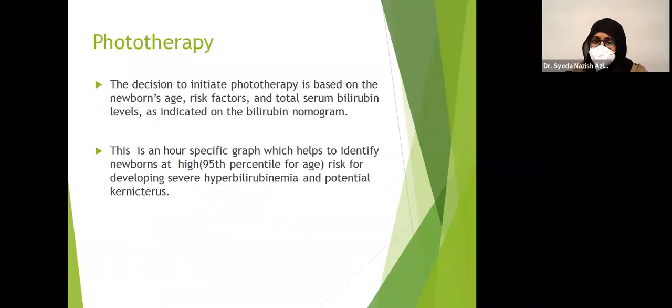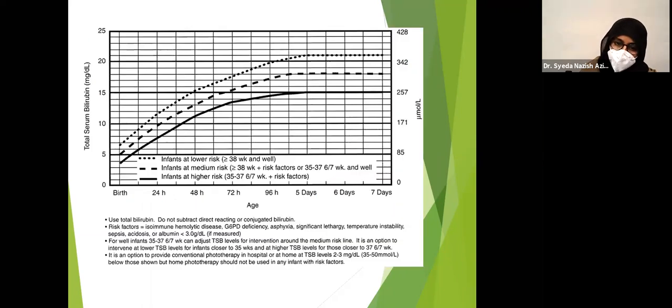So the decision to initiate phototherapy is actually based on the newborn's age, their risk factors, and of course their total serum bilirubin level. And we want to plot all that in a graph, which is called the bilirubin nomogram, which is an hour-specific graph that helps to identify newborns that are at higher risk of developing severe bilirubin level and potential chronic damage. So here is the nomogram, and you can see three lines here.